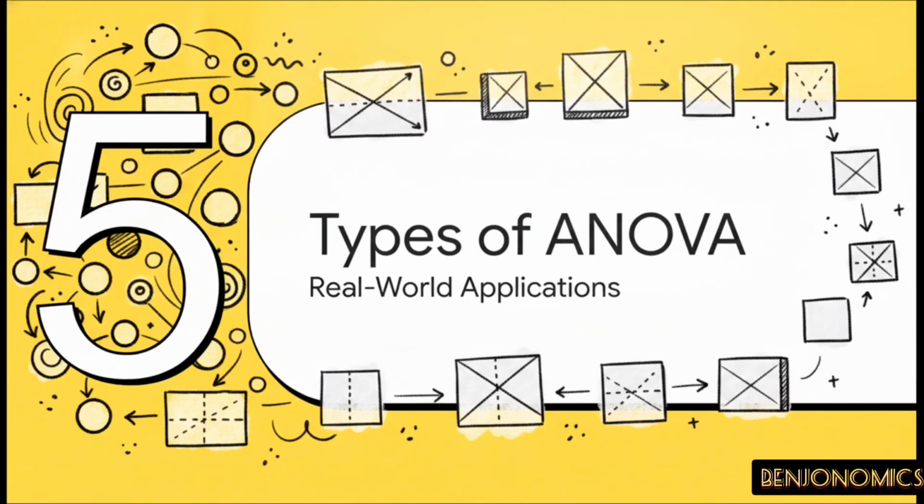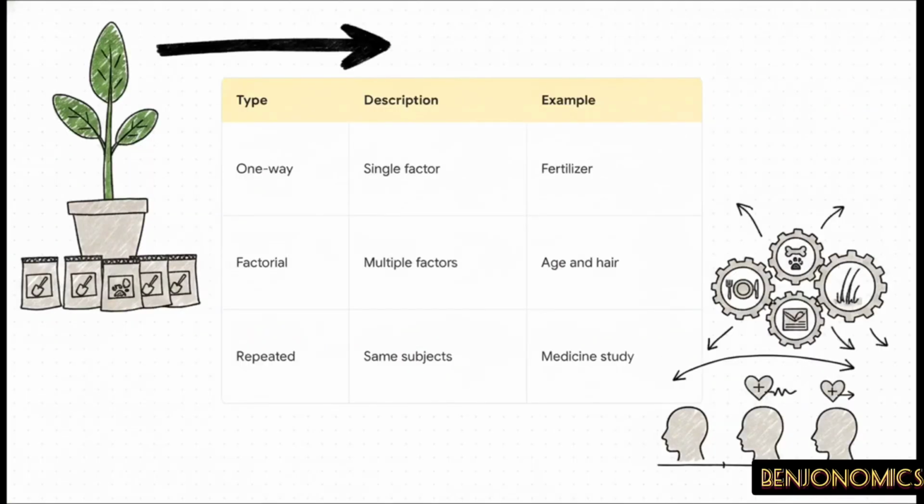Finally, Section 5, Different Types of ANOVA, Real-World Applications. Let's see how this builds into more sophisticated real-world models. The one-way ANOVA is what we've mostly been discussing today, testing a single factor across independent groups, much like Fisher testing different levels of fertilizer on his crop yields.